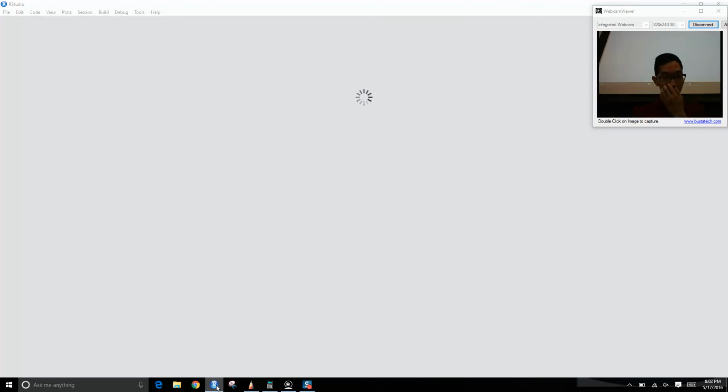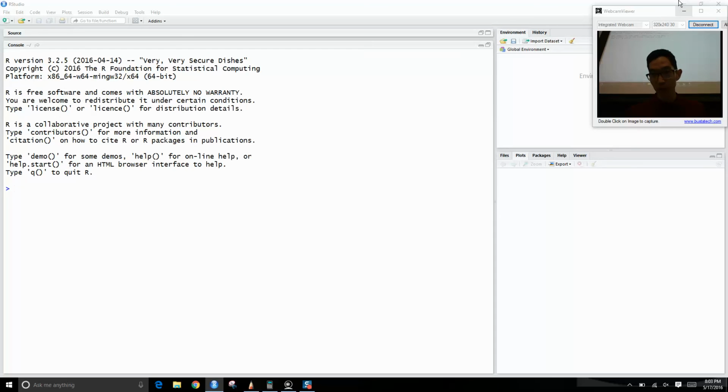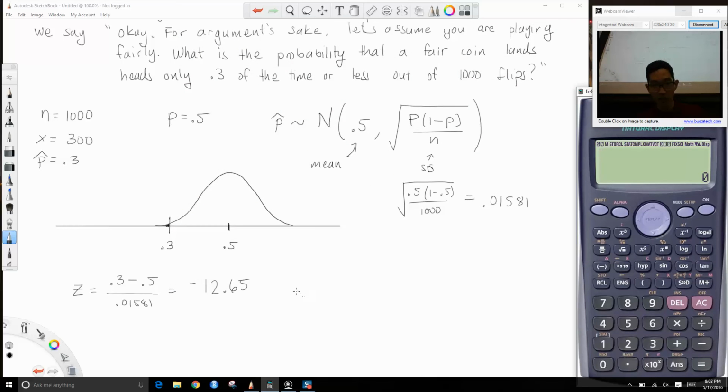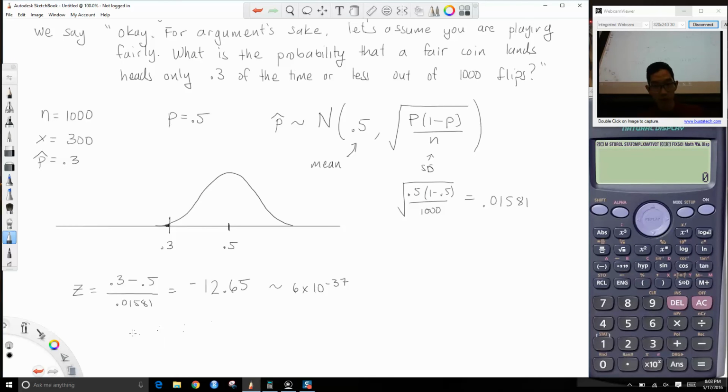Let me see. I'm going to use my computer program here to see if it can even give me a number associated to negative 12.65. Okay, so we're on the order of 6 times 10 to the negative 37. So this is basically 36 zeros, and then a 6.